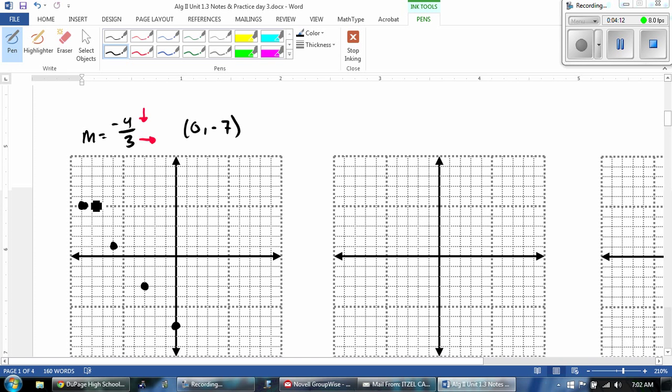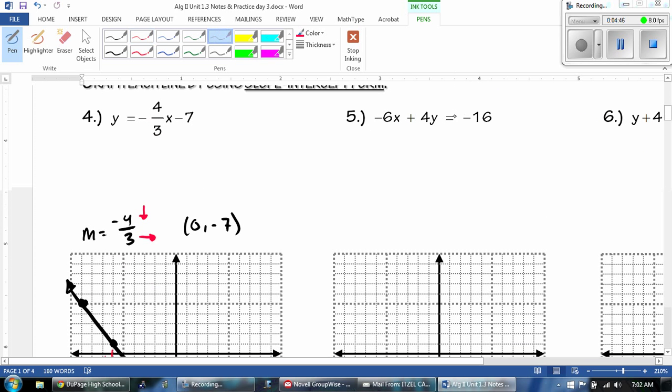Okay, and then make sure you guys have your ruler or your straight edge. I'm just grabbing mine right now. Line up all your points, and then make sure to add your arrow. Okay, and look, my slope, no matter where we go from point to point, I went down 4 and then to the right 3.